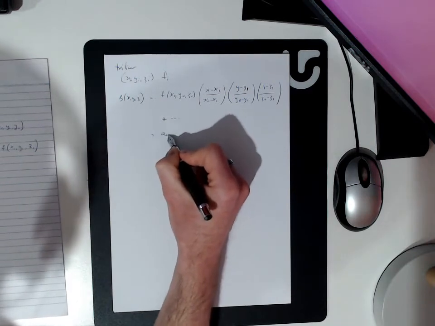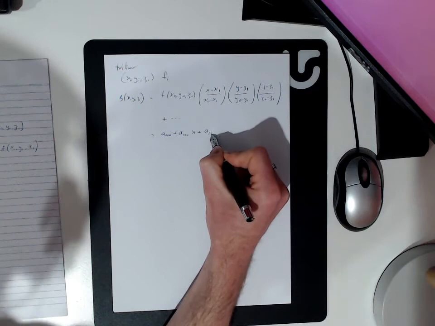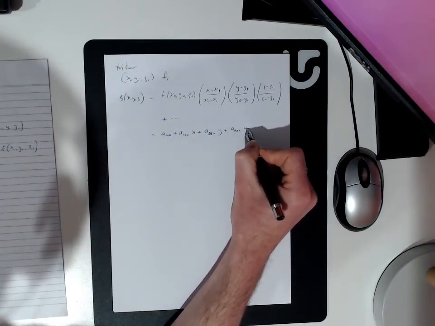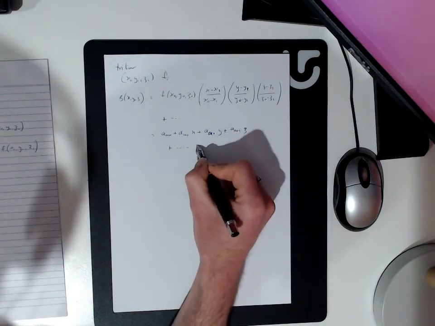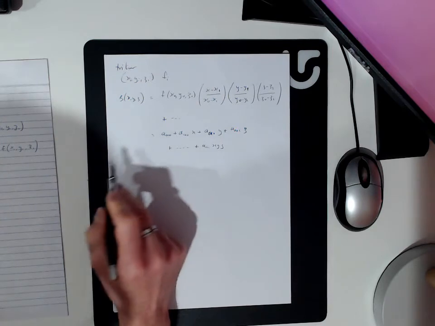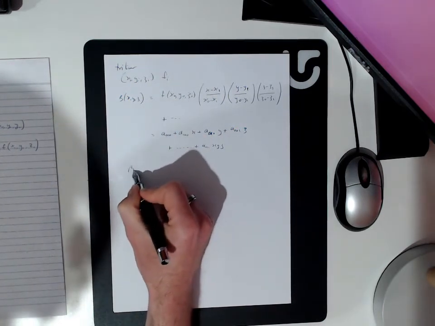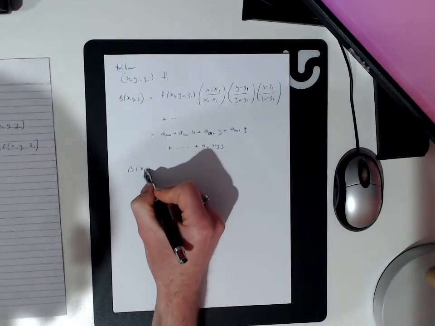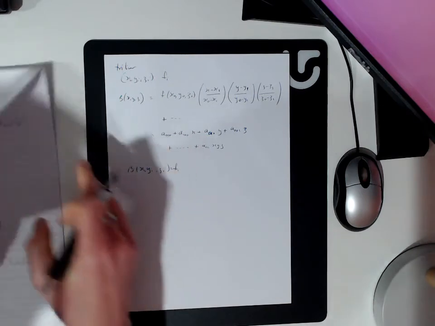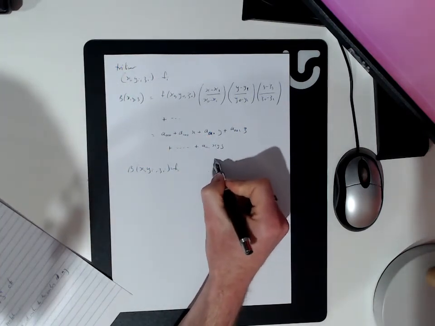And this is equal to a000, a100x plus a010y plus a00yz plus and so on. And you can determine the coefficients just by plugging in the values, because we know that b(xi, yi, zi) has to equal fi, and so on and so forth. In this particular case, we're looking at interpolating over a cube.